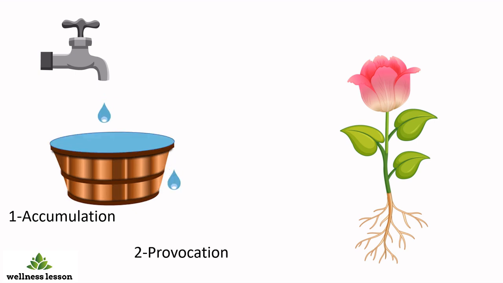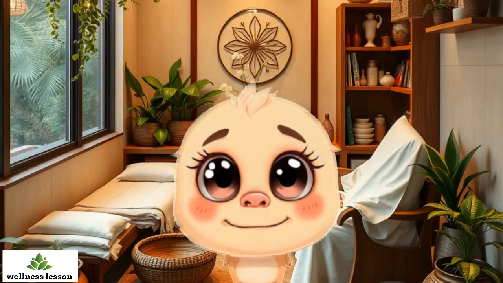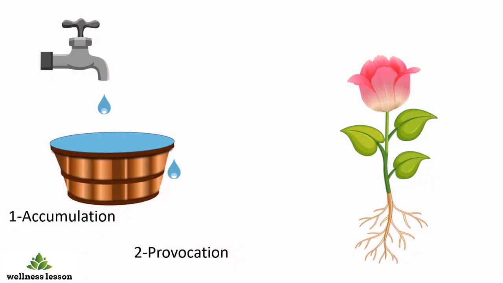Stage 2. Aggravation, or provocation. The liquid level begins to rise, nearing the edge of the container. Pressure builds within, and the balance that once kept everything contained starts to shift. At this point, the system is under stress, and the first signs of overflow appear. Small drops may begin to spill over the edge.